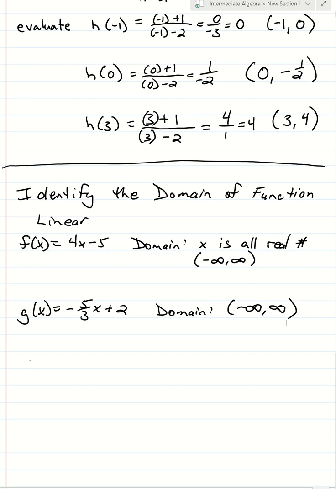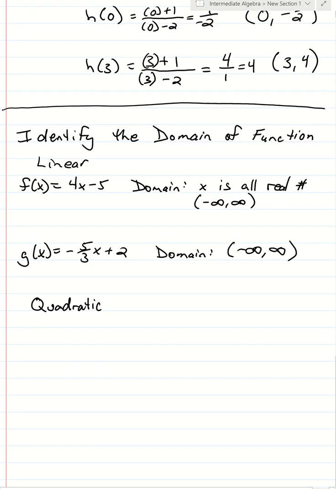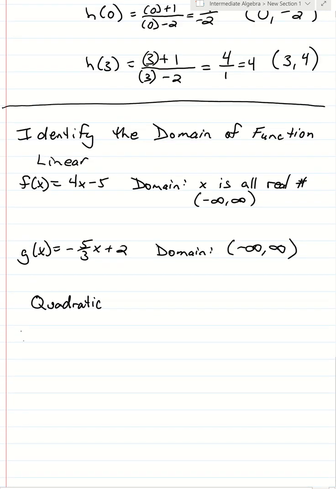Even if I had maybe a quadratic function. Let's talk about the quadratic function for a moment. For example, maybe h of x might be equal to, let's say, x squared plus 5x minus 8. Here we have a quadratic function because of this x being squared.